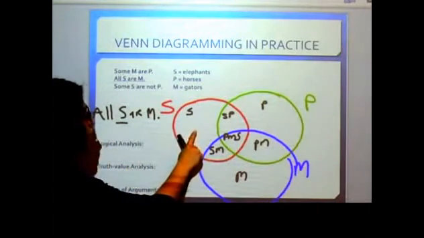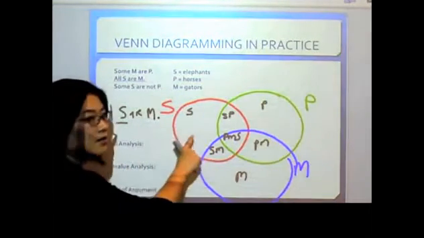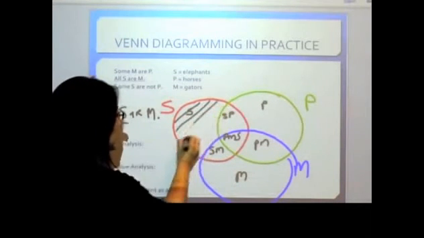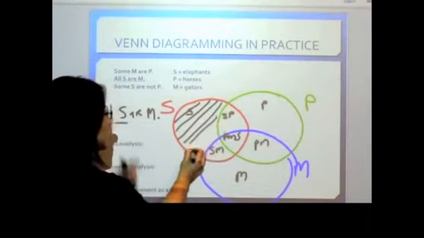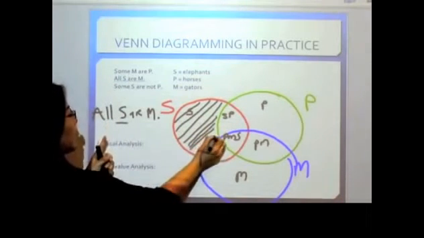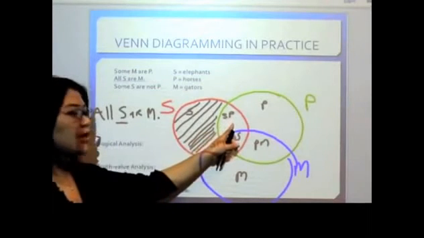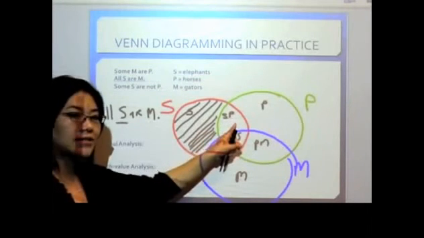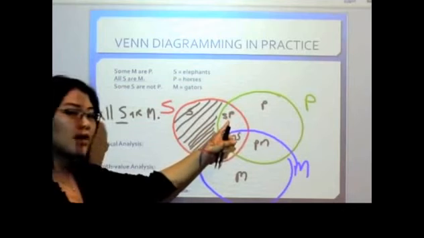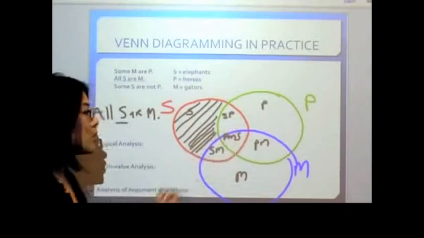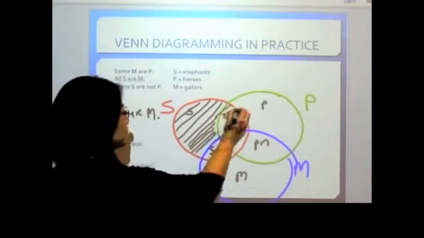So here we have an area where we have just S's. They're not M's. So we want to go ahead and shade it away. It does not exist according to this statement here that we are diagramming, okay? Then we also have this area here where we only have S's and P's. So this is another area that represents things that are S's and not M's. So we want to shade that away as well.